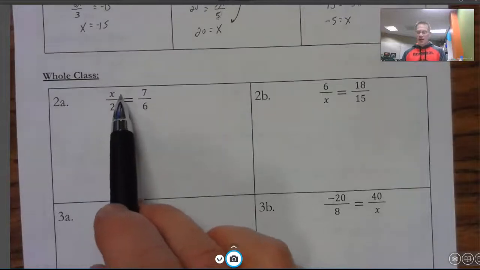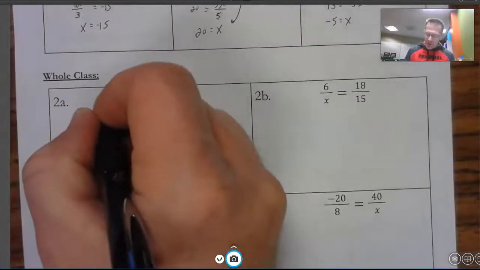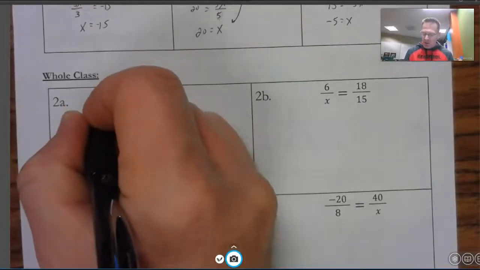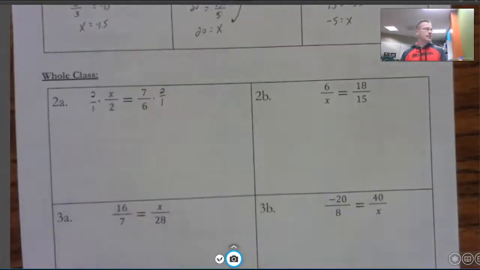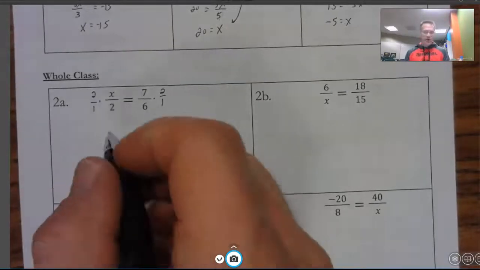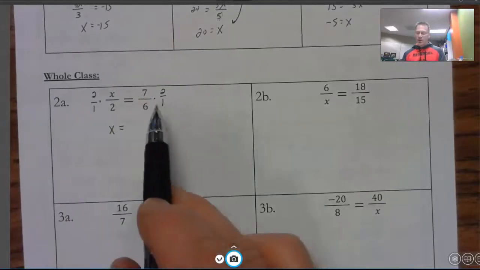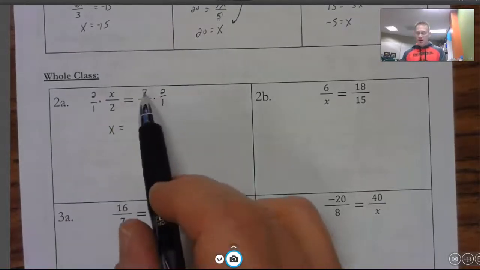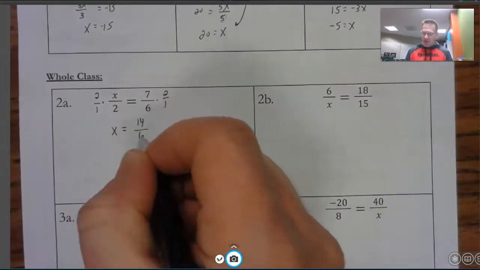Notice I am dividing the variable by 2 here. So how do I undo dividing by 2? I multiply by 2, and that's like 2 over 1. Once again, when I multiply by 2, that undoes the division by 2, and that's going to leave me just my x. Then over here, I do my multiplication. So I get 7 times 2, which is 14, 6 times 1, which is 6.